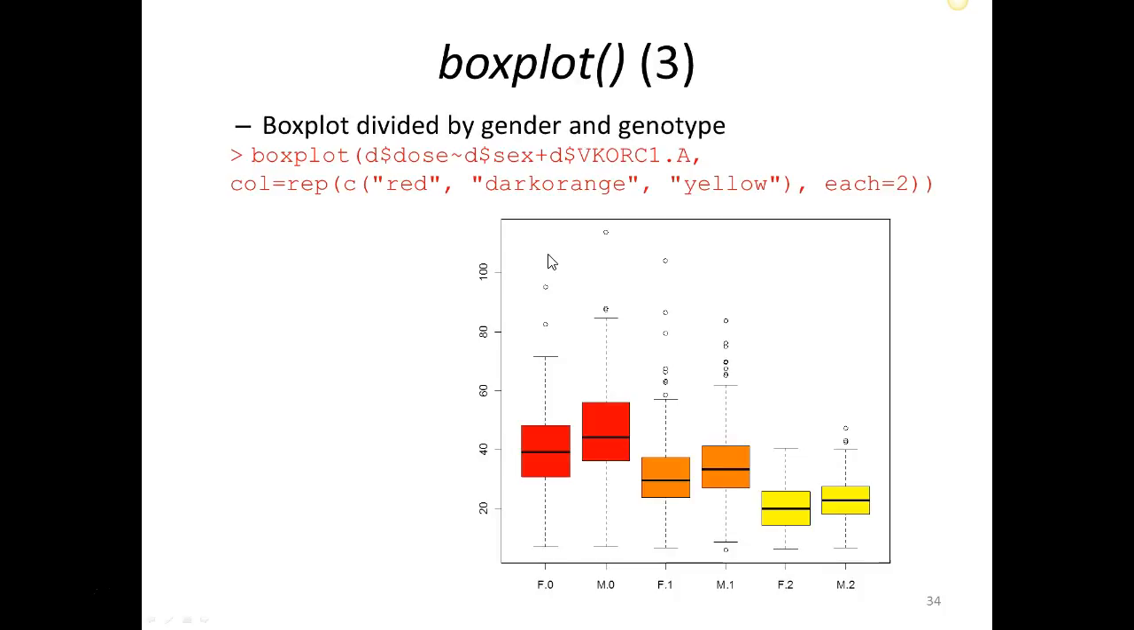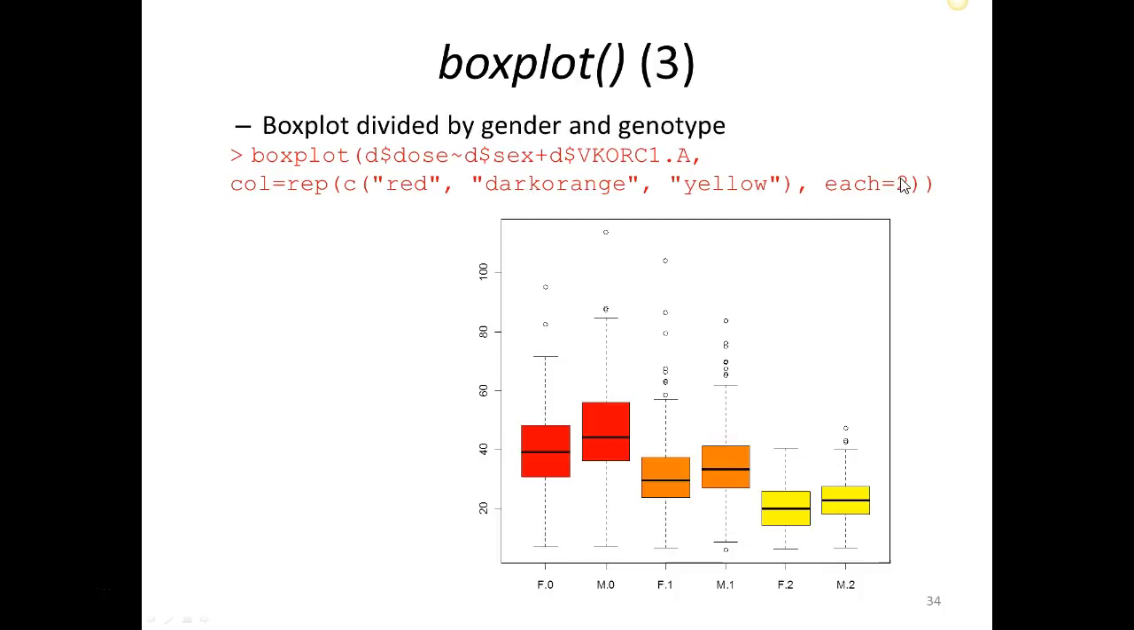It's the same box plot, but we have also added the gender in the box plot. So we write boxplot, g$dose, and then tilde, g$sex, and g$VKORC1.A. And then in this case we add color, and then we make a vector of what color we want. So we want to replicate red, dark orange, and yellow.